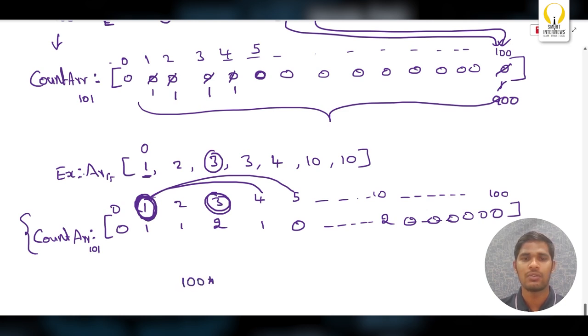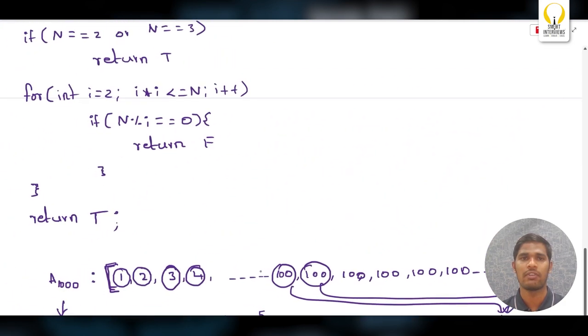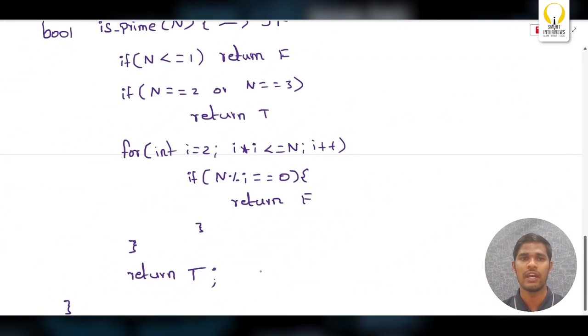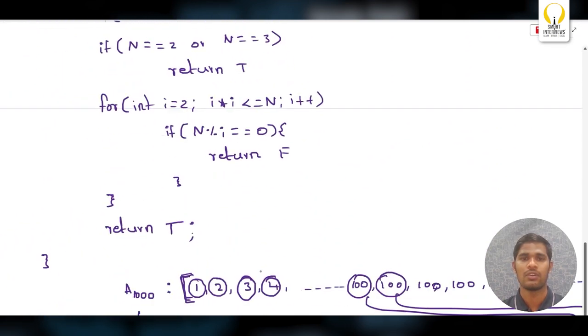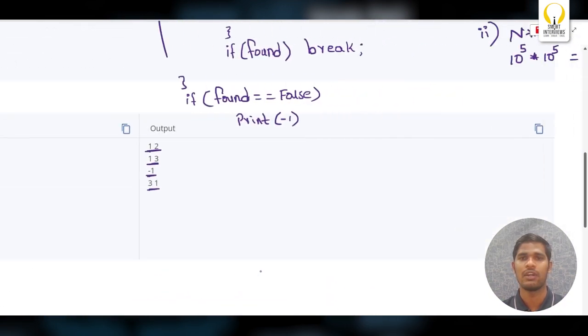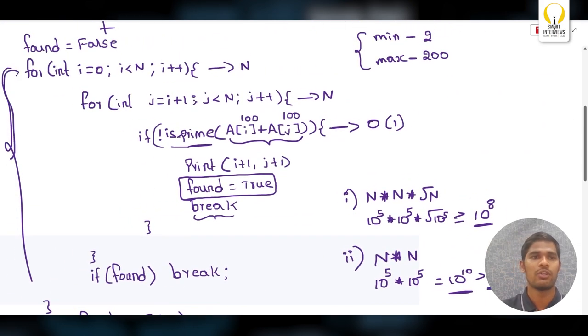100 into 100 plus 1 by 2. Simple. How many pairs you'll have? In the above array, if you're having an array of size n, you're having n square pairs. These two for loops will generate n square pairs, where n is 10 power 5.